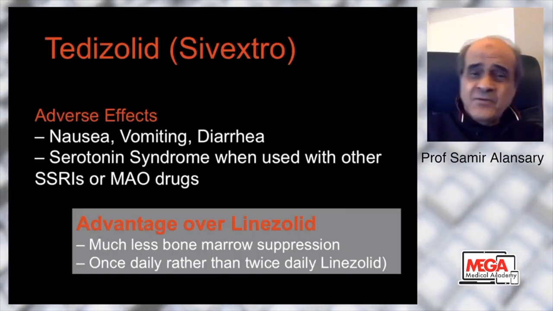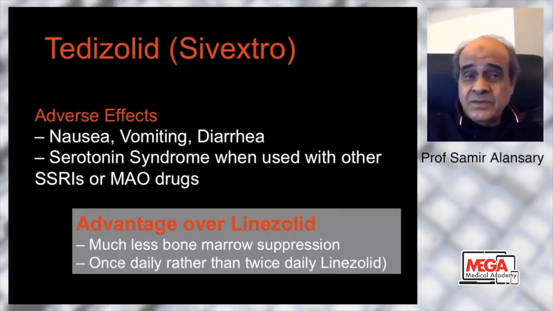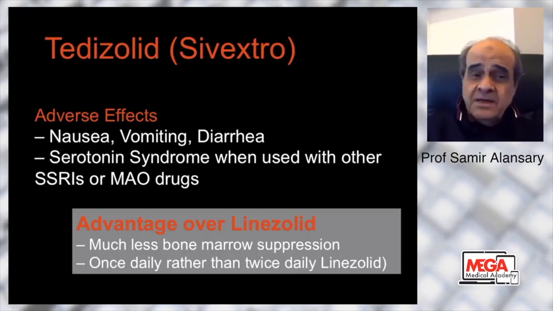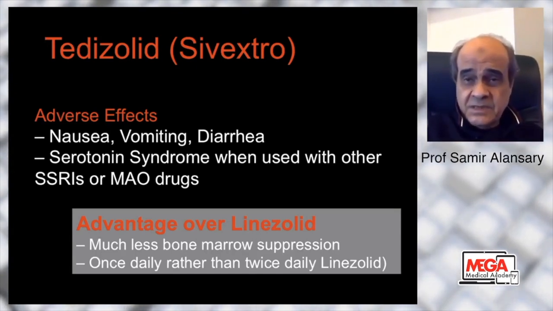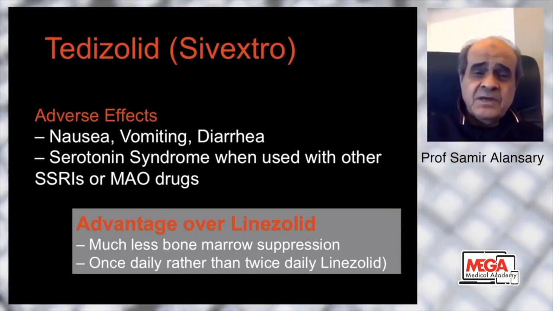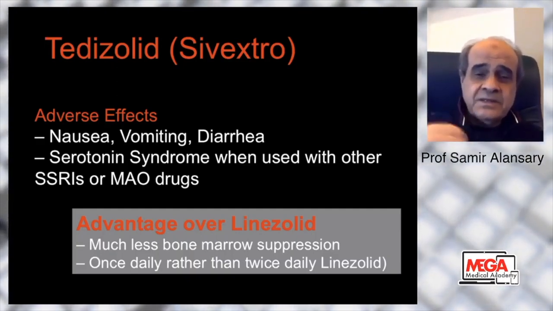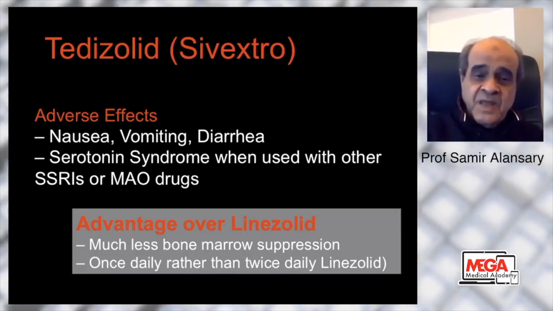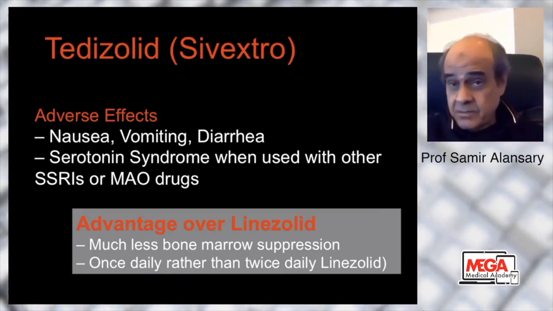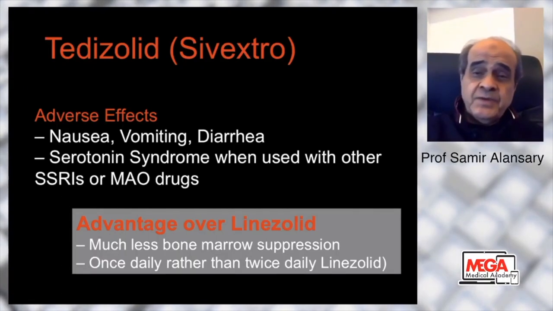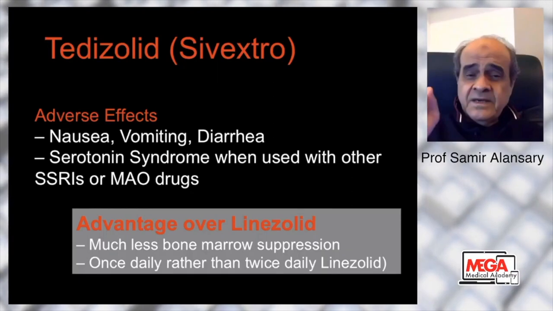It may cause nausea, vomiting, diarrhea, and serotonin syndrome when linezolid or tedizolid is used with other drugs like SSRIs, serotonin uptake inhibitors, or monoamine oxidase inhibitors, especially in depressed or psychiatric patients, so you have to take care. It may cause serotonin syndrome, and you face your patient febrile, rigid, and exhibiting abnormal movement. Advantage of tedizolid over linezolid: much less bone marrow suppression, much less leukopenia and thrombocytopenia. You can use it once daily.